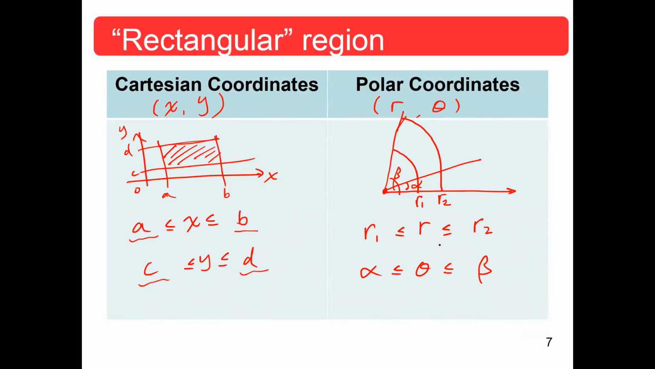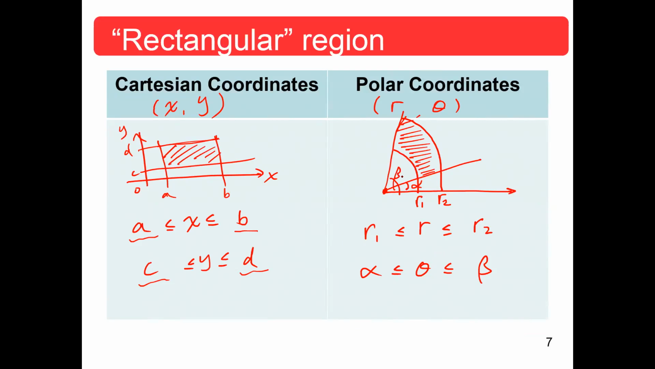R2. Is that good? Yep. With this in mind, can you shade your region R here? Do you see the region that's bounded by this? Yep. Okay, so it should be between alpha and beta, between R1 and R2. Therefore, it's going to be this region, right?